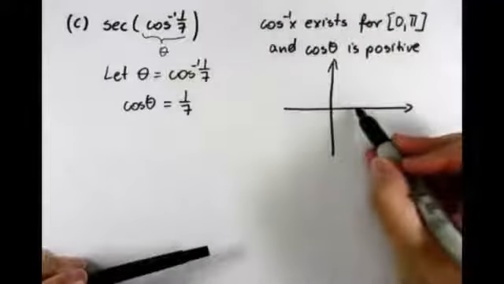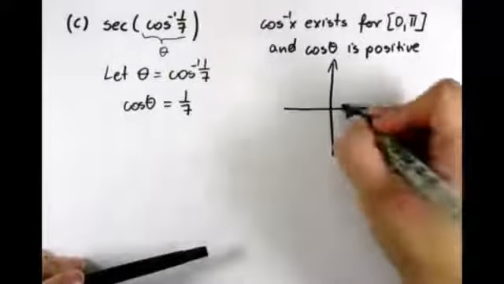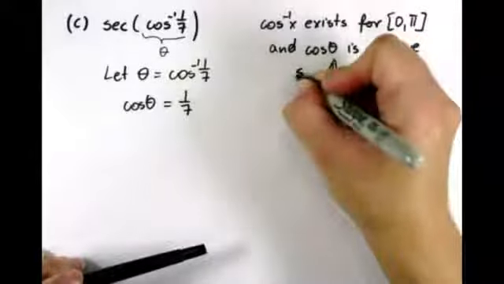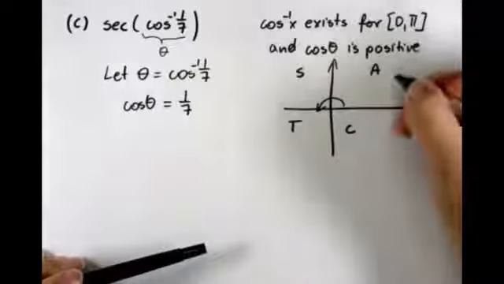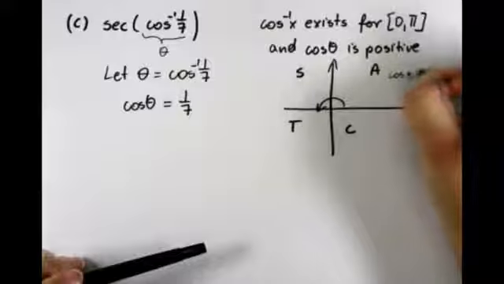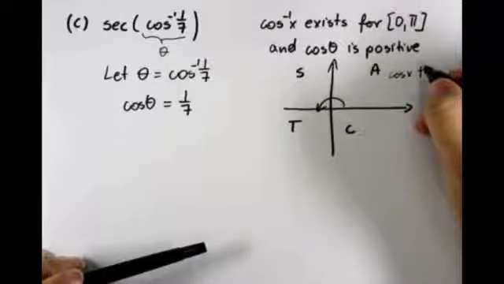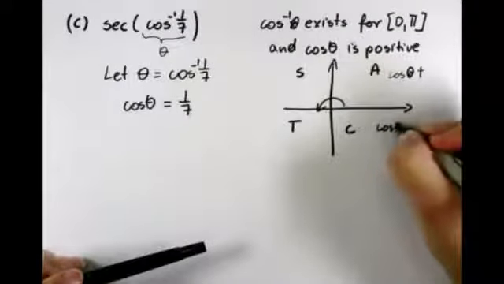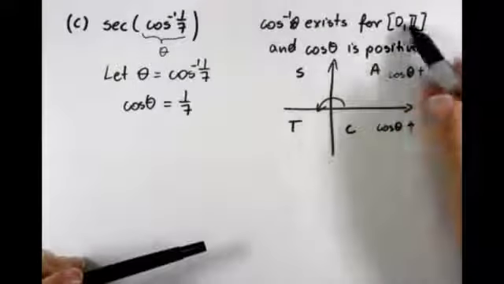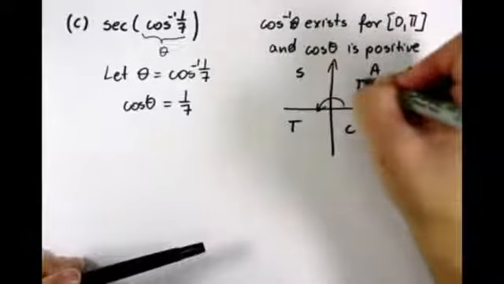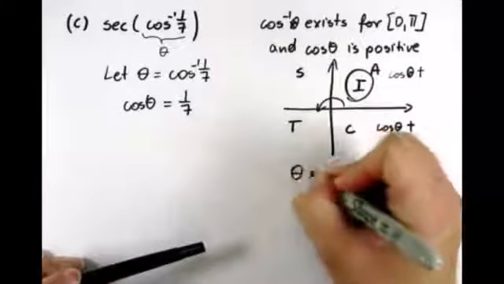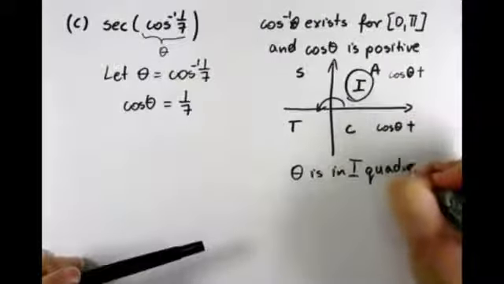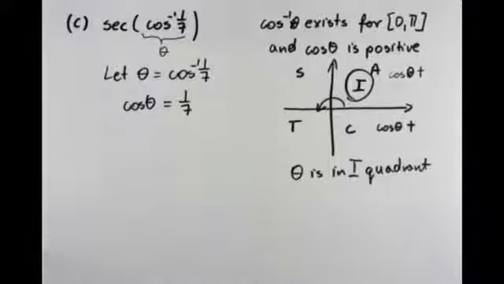From 0 to pi gives me those two quadrants, first and second. And cos is positive in the first quadrant. And cos is positive in the fourth quadrant. So from 0 to pi and cos positive gives me the first quadrant. Theta is in the first quadrant, so all values will be positive.